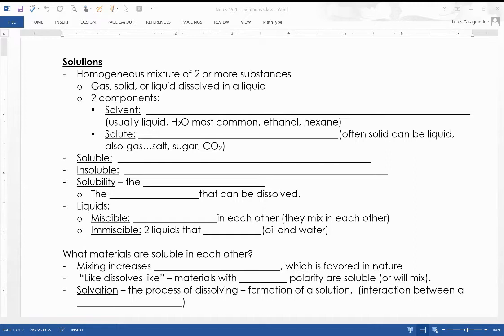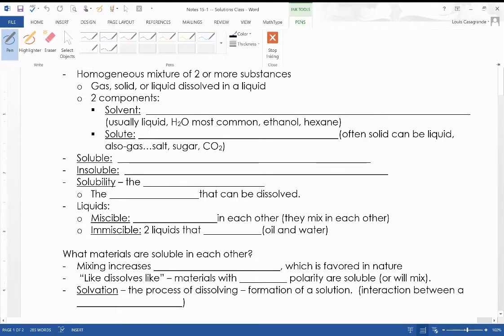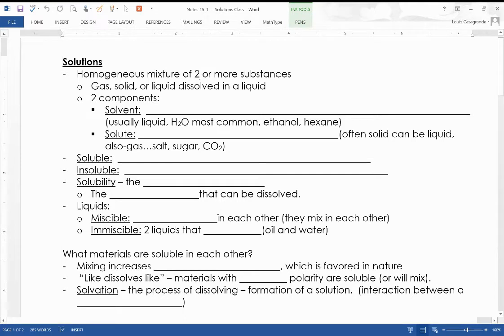So a solution is a homogeneous mixture. Remember from chapter 3, homogeneous mixtures of two or more. Sometimes it's more than two, but we're going to focus in on two or more substances. And a solution can be any combination of gas, solid, or liquid dissolved in a liquid. Usually we're going to use a liquid as what we call the solvent. The solvent is the major component.